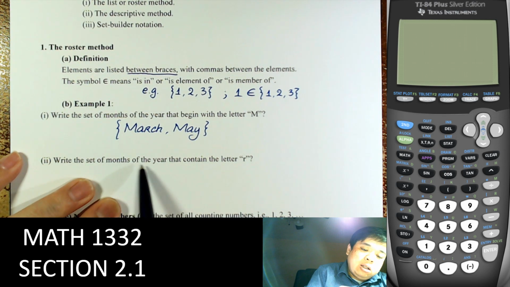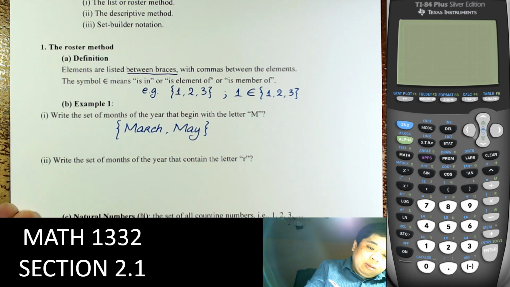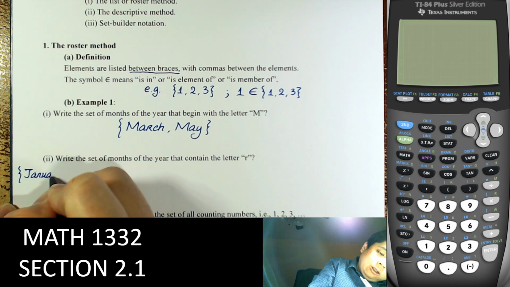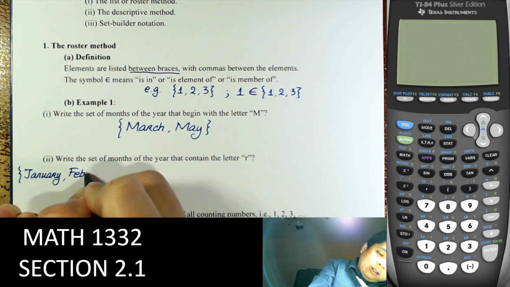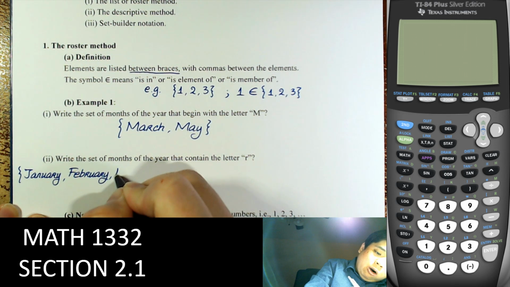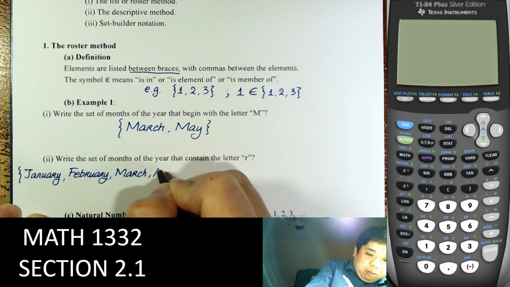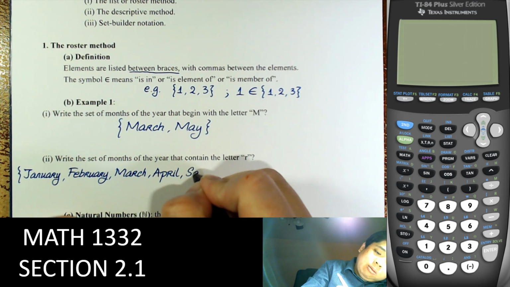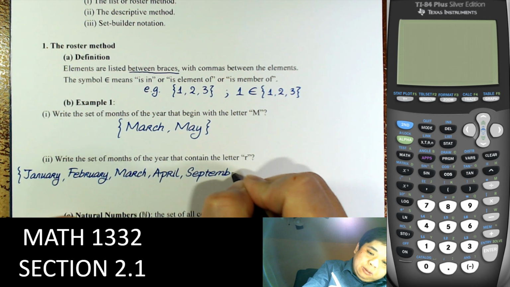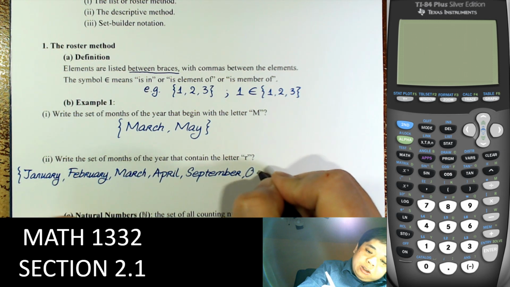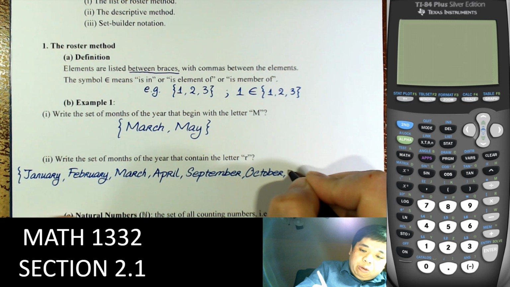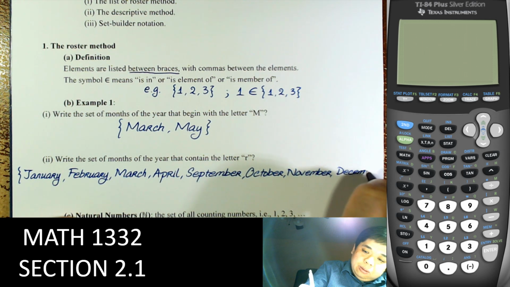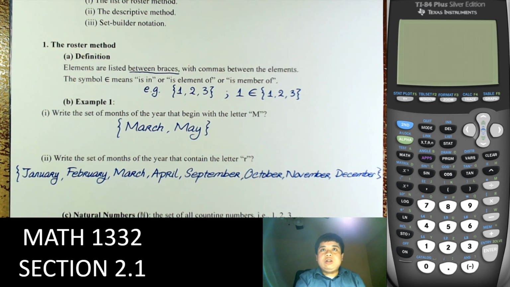Now write a set of months of the year that contain the letter R. We use the curly brackets, start with January, February, March, April, not May, not June, not July, not August, September, October, November, and December. So we just write the set like that.